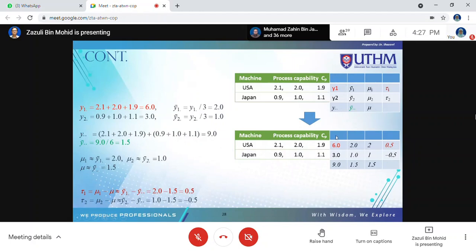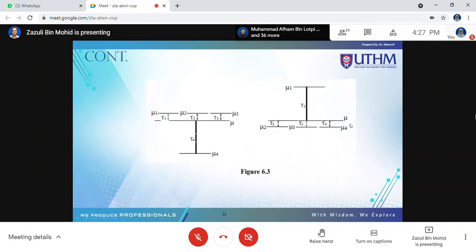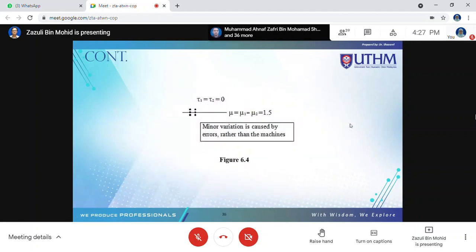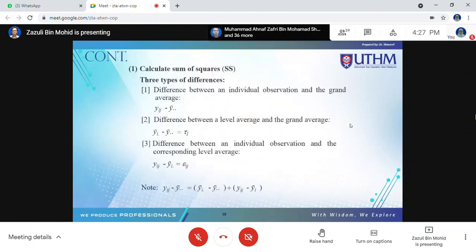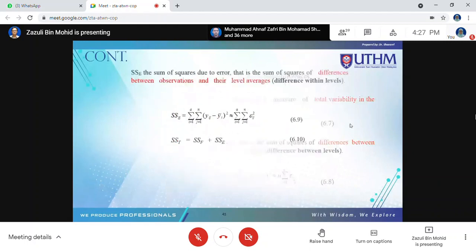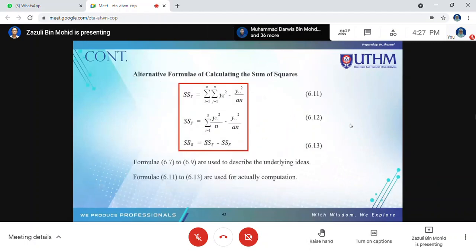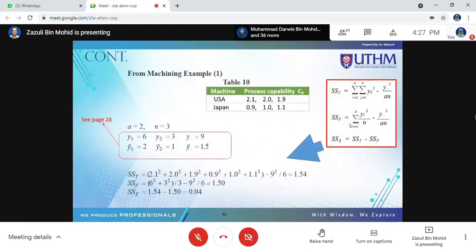Produce a table like this, as shown in this slide, and then you can resume. You can go further with the calculation using the next method, which is explained in this box here: the SST, SSF, and SSE.